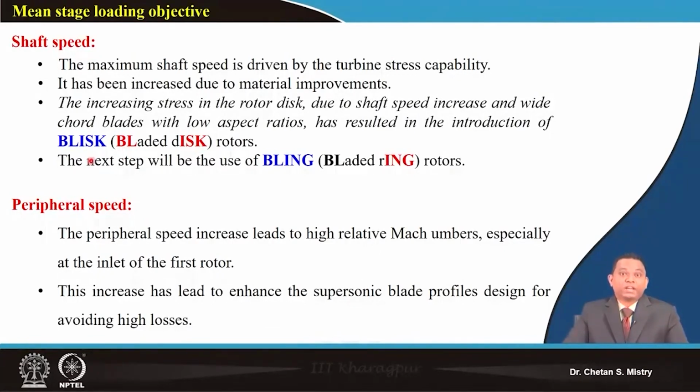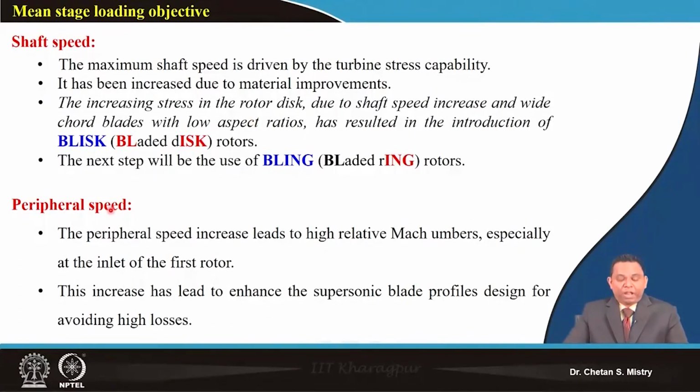Okay, that's a recent trend people have started working on. There are many existing engines which have this kind of configuration. The next step will be the use of blisks, that is bladed ring rotors. So this is what will be coming in the near future. You can understand that with the requirement of high stage loading and high overall pressure ratio, all these developments are going on.